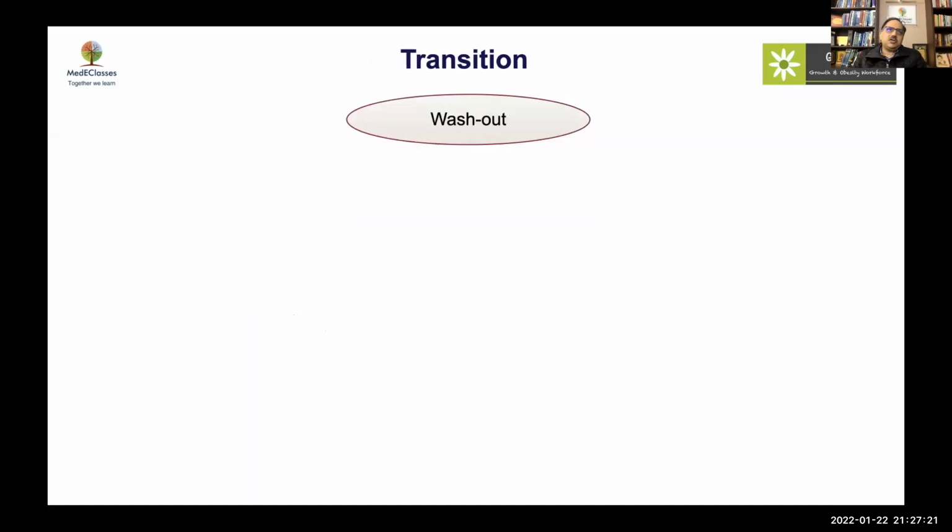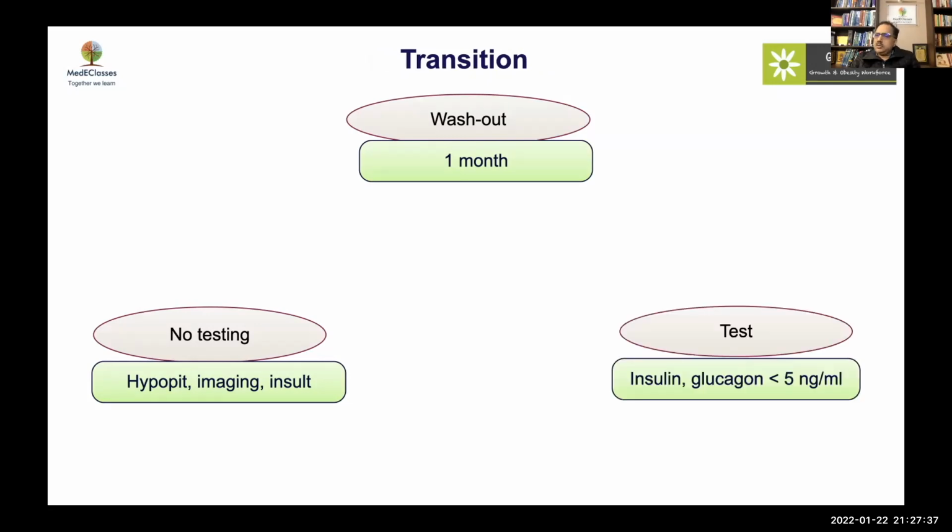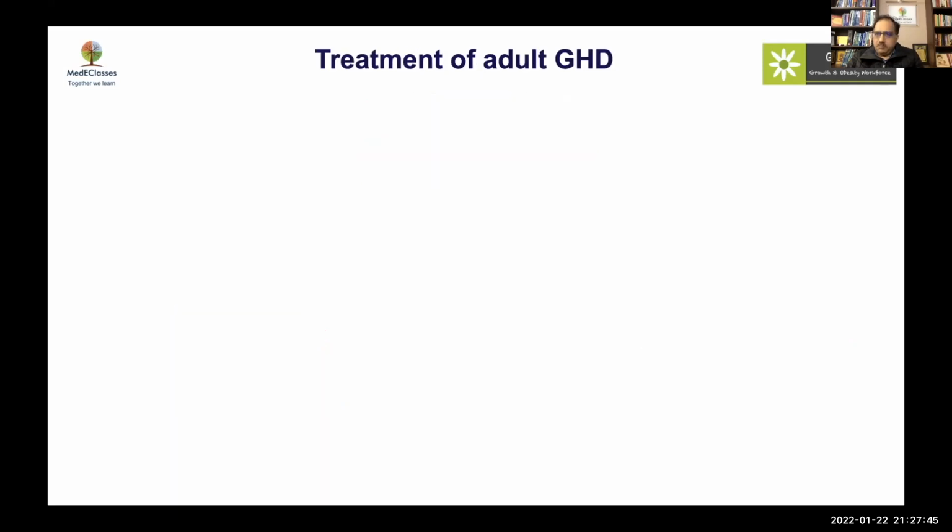Once you have stopped, and adult height has been achieved, we can give a wash-off period of 1 month. If somebody has already known multiple pituitary hormone deficiency, imaging shows a problem, or there is a CNS insult, there is no need for testing. Otherwise, a repeat testing after a month is recommended using either insulin or glucagon. And if the levels are below 5, we will consider that there is a need for treatment.